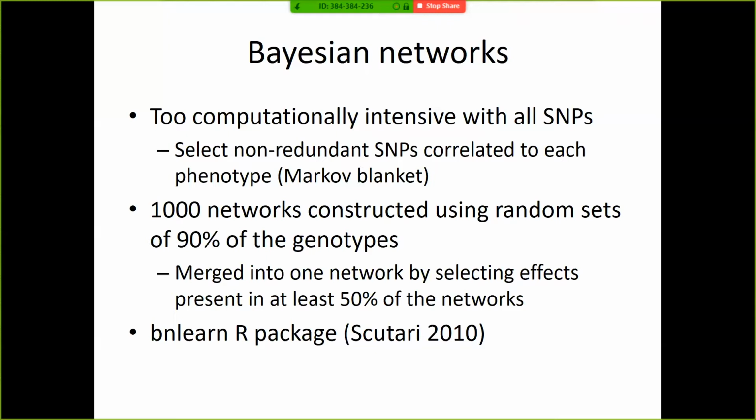Then we construct 1,000 networks using random sets of 90% of the genotypes. We do this for both RH and HC families. Then we merge all the networks into one where we only keep the effects that appeared in at least 50% of the networks. And we do this with the bnlearn package in R.